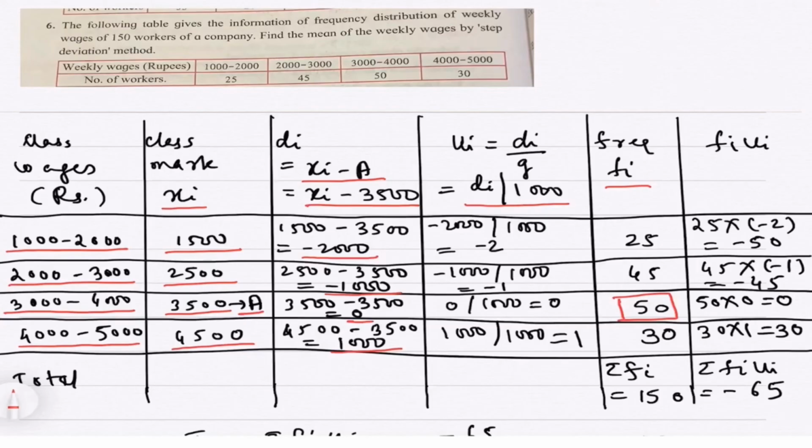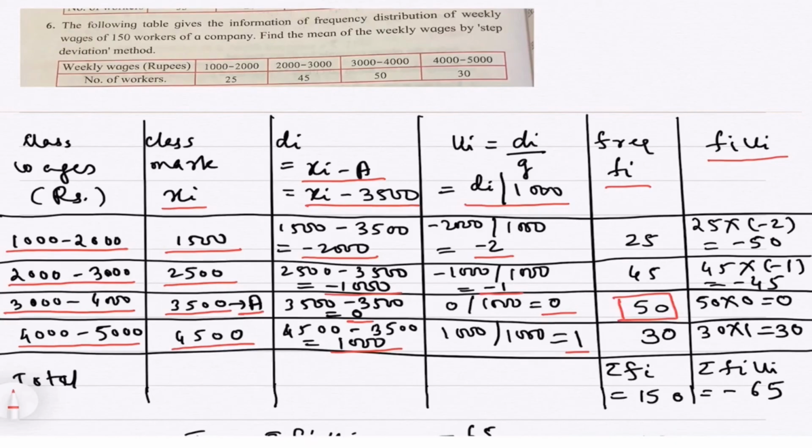So let us calculate that column now. Di is minus 2000 upon 1000 gives us minus 2. Minus 1000 by 1000 gives us minus 1. Third di value is 0. That upon 1000 gives us 0. Lastly, 1000 by 1000 gives us 1. Second last column we have already written, which is given as frequency fi, number of workers, 25, 45, 50, 30. Last column is for fi into ui.